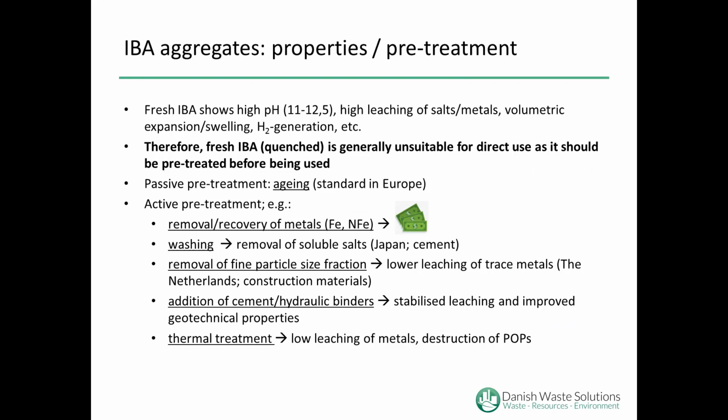There are different sorts of pretreatment, passive and active. The most used passive treatment is so-called aging. The active pretreatment could include removal of metals, could be washing, removal of fine fraction, addition of some binders, and also thermal treatment, all depending on what you are going to do with your bottom ash afterwards and what you are trying to achieve.